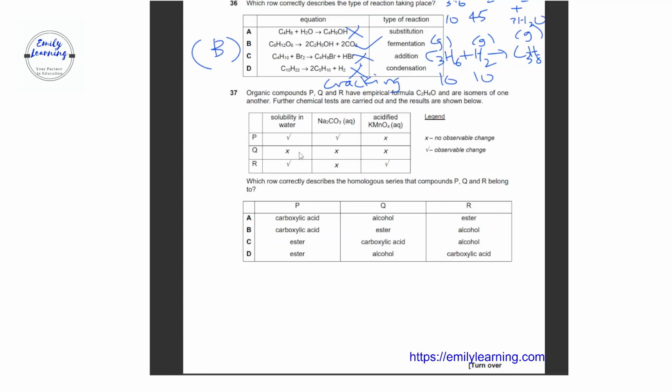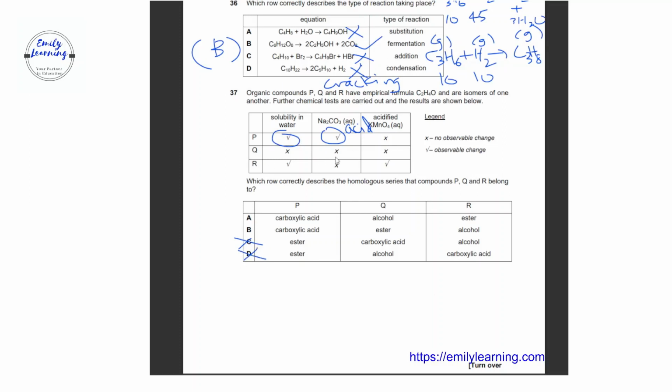So before we go on, let's first look at this. Solubility in water. Q is not soluble in water. Then next, P can react with Na2CO3, so it's an acid. So we know that P is an acid. A carboxylic acid cannot be oxidized by KMnO4, and a carboxylic acid is going to be soluble in water, so P is a carboxylic acid. So C and D are out.